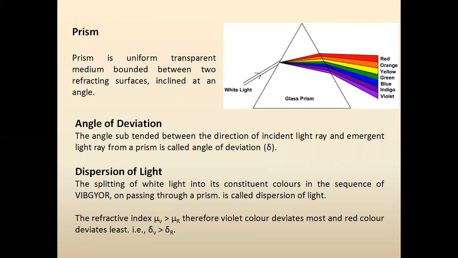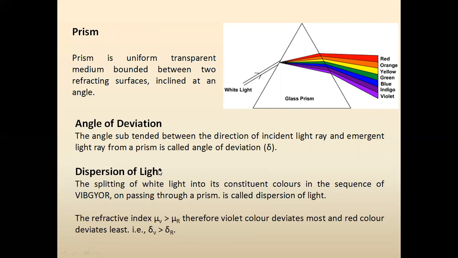Now, what is a prism? A prism is a uniform transparent medium bounded between two refracting surfaces inclined at an angle. So what is the angle of deviation? The angle subtended between the direction of the incident ray and the emergent ray from a prism is called the angle of deviation, and it is denoted as delta.